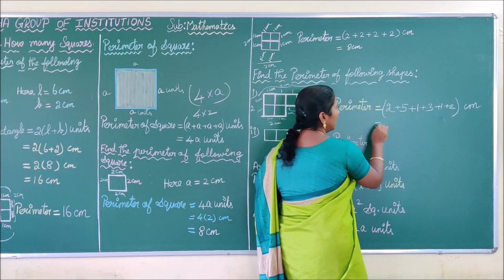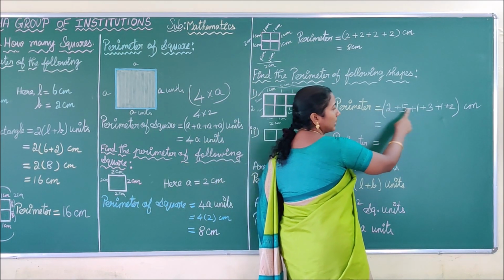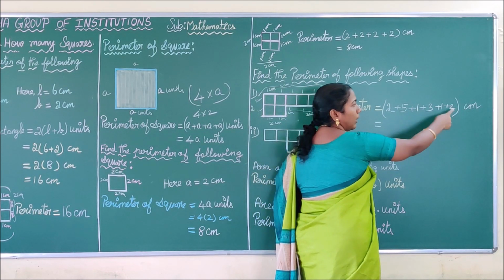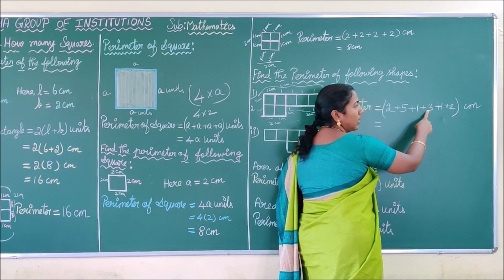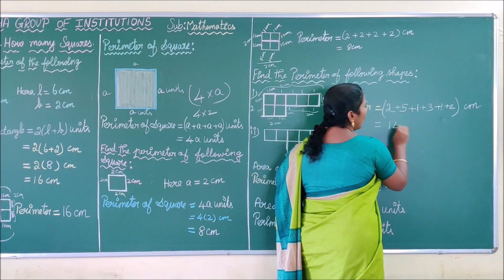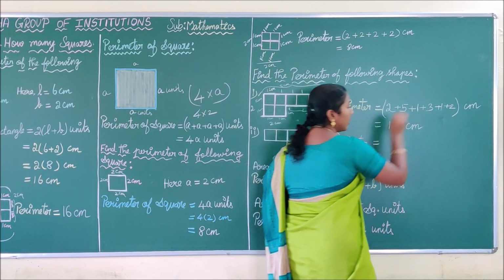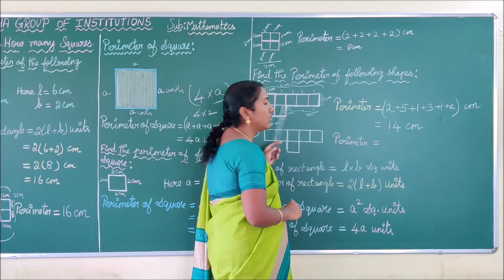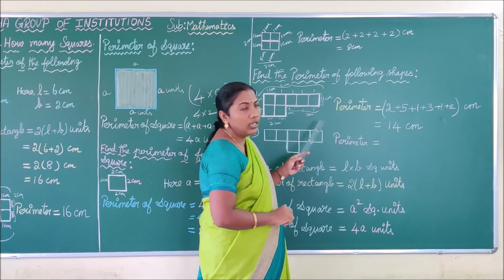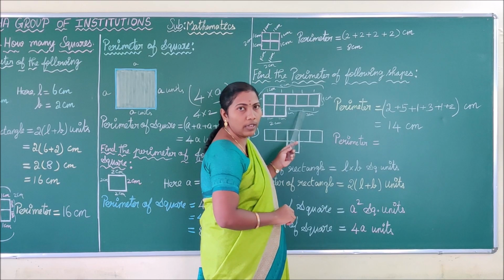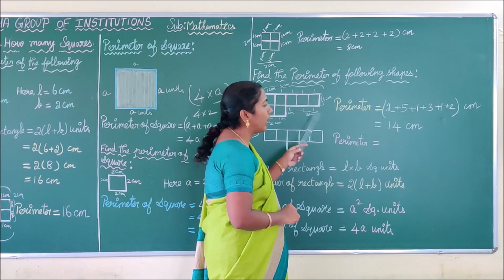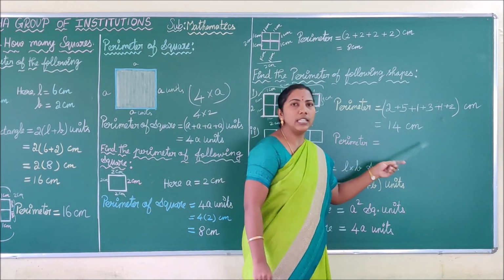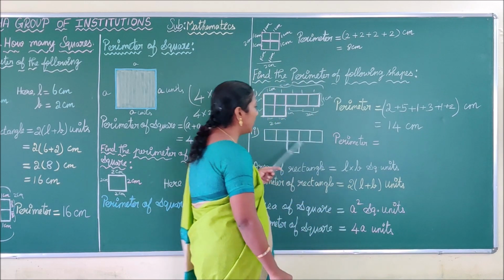Now we can add this. 5 plus 2, 7. 7 plus 1, 8. 8 plus 2, 10. 10 plus 3, 13. 13 plus 1, 14 centimeters. Is it clear, children? Thus, without using any formula, because this is not a rectangle, this is not a square, it is some shape they have given, by using the squares we have calculated the perimeter as 14 centimeters. Is it clear, children?